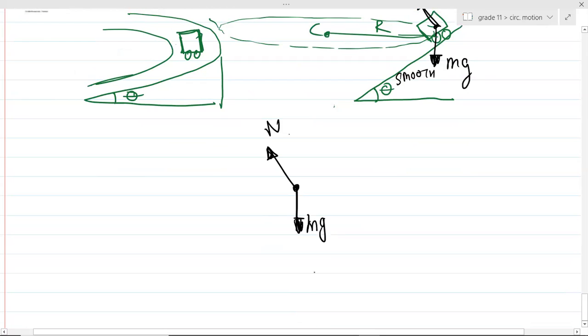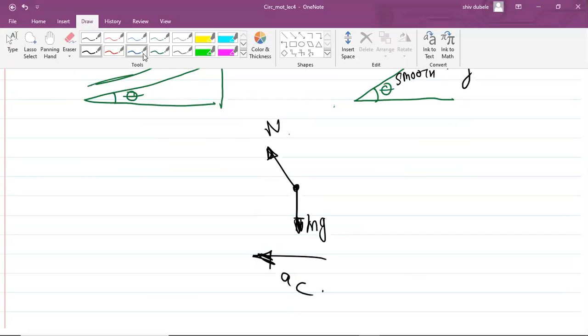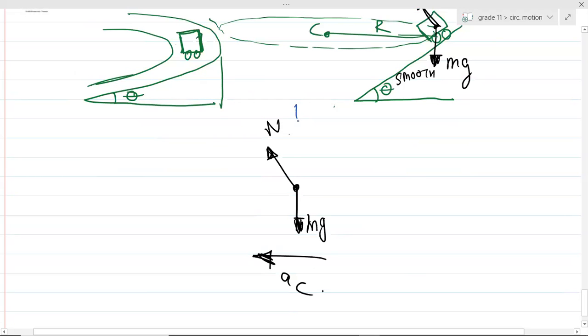and can you see the acceleration of the car will be towards the center, centripetal? So what will be the frame of reference? The frame of reference will be something like this.